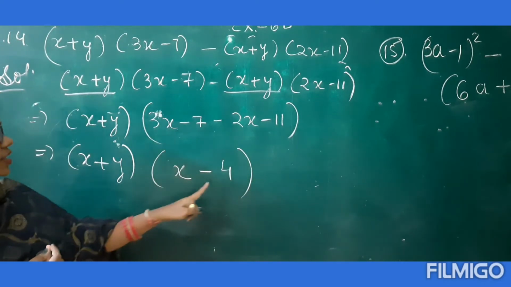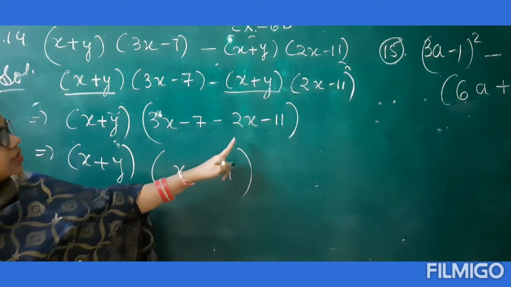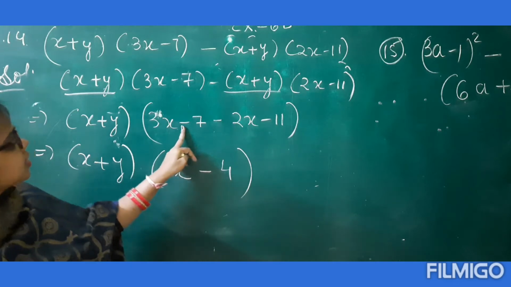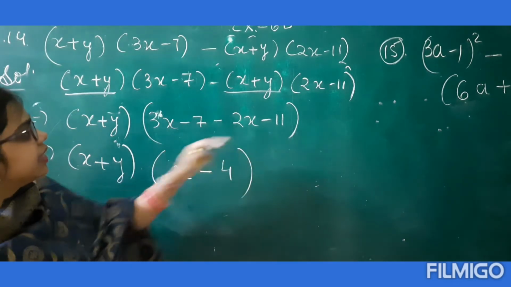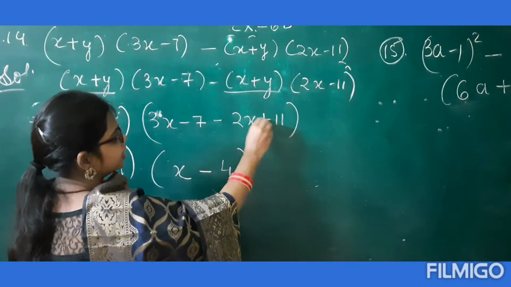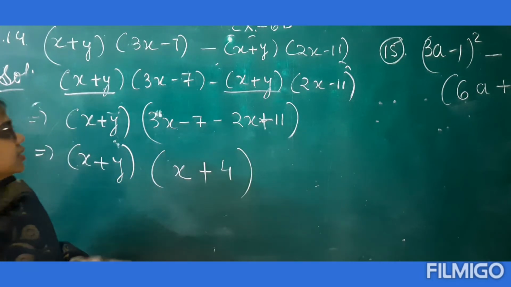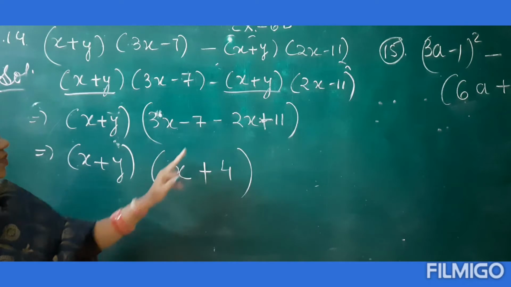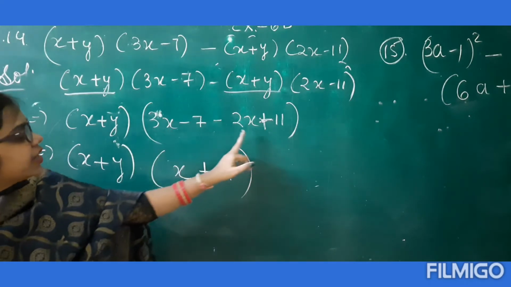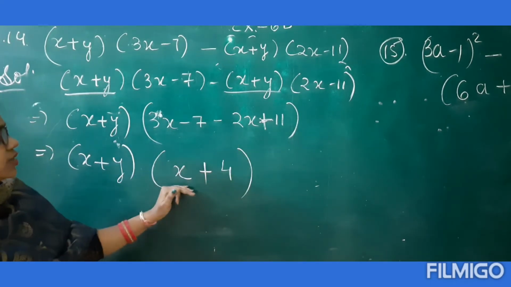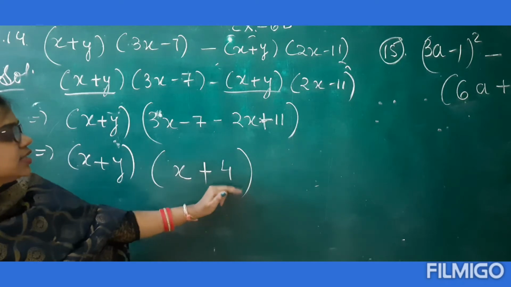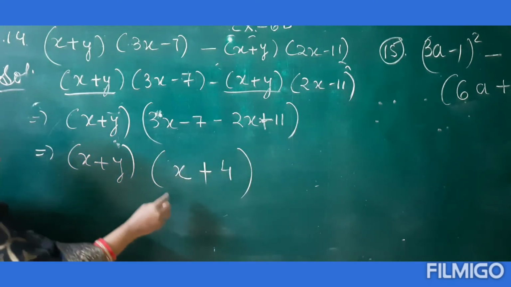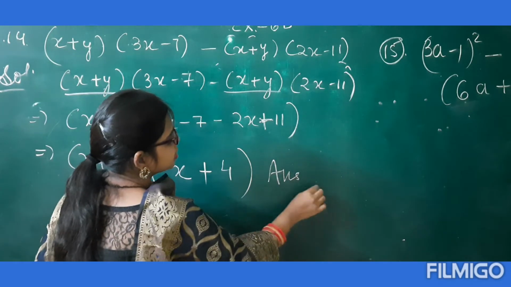So here you will get x plus, minus into minus is plus. This sign will get multiplied here, so you will get plus 11 here. This minus sign will get multiplied inside the bracket, so you will get plus here. So 3x minus 7 and minus 2x plus 11. So 3x minus 2x is x, plus into minus is minus. So 11 minus 7, you will get plus 4 here. So x plus y and x plus 4 is the answer.